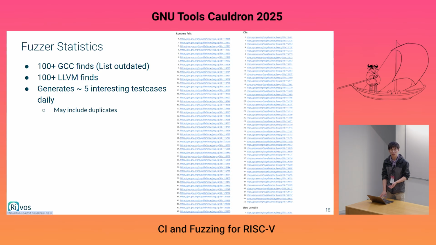Overall, throughout the time, we've had over 100 GCC finds, probably over 100 LLVM finds, and we still are generating interesting test cases to this day, even though some might be duplicates. But duplicates are good in the sense that they do give us more confidence that these are real bugs.